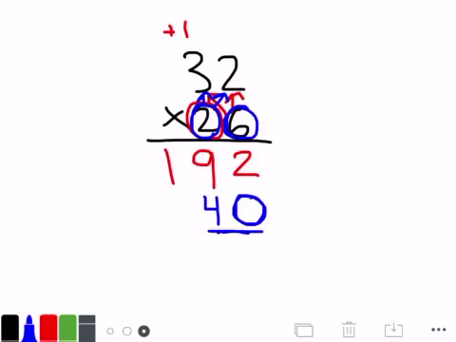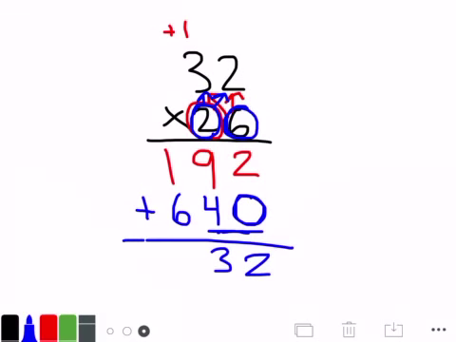Then 2 times 3 is 6, and I add these 2 up just like I did with partial products. 2, 13, 832. So 32 times 26 is 832. Now I know that probably looked a little confusing, so let me work one more of those out for you without all the arrows and see if I can use the colors here to help you figure out where the numbers are supposed to go.